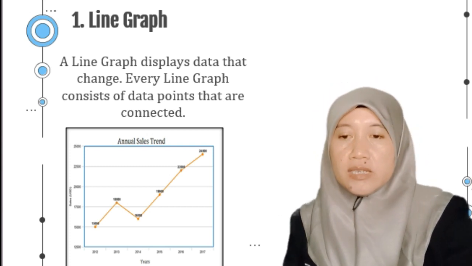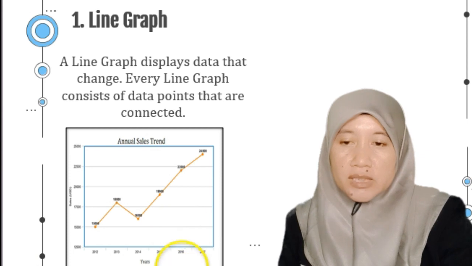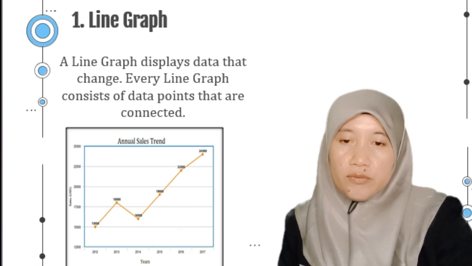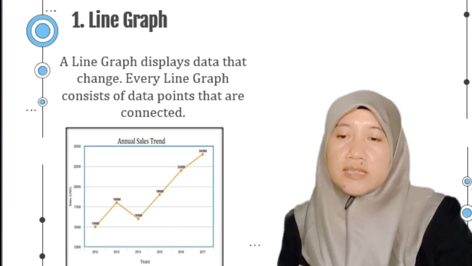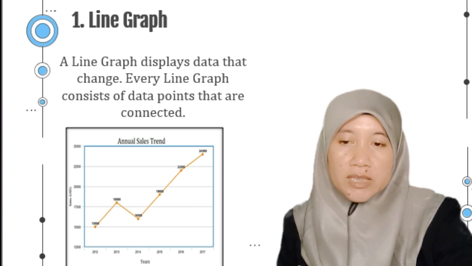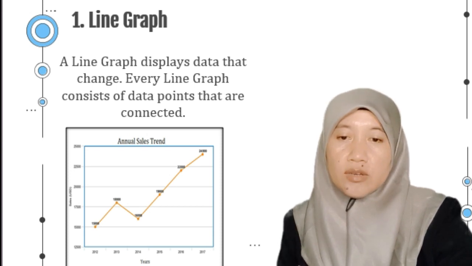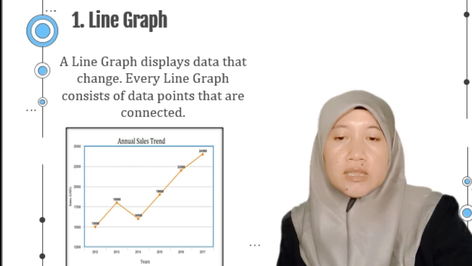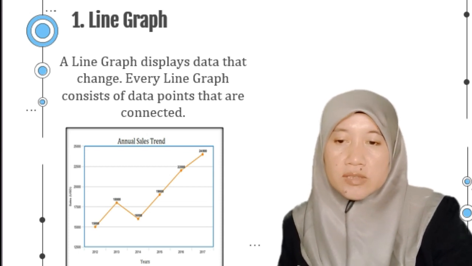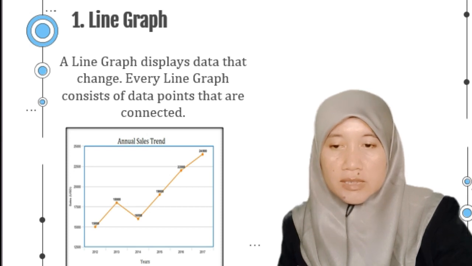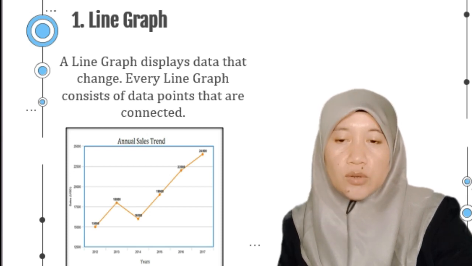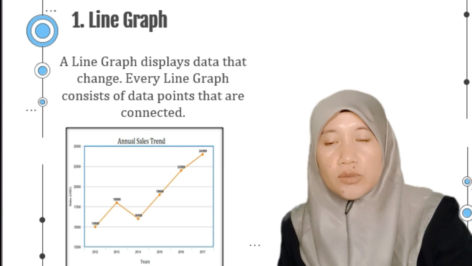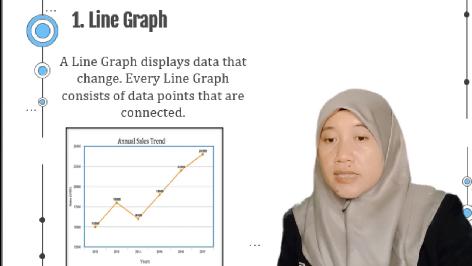The line graph here, based on the picture, shows the annual sales of a particular business company for a period of 6 years, from 2020 till 2017.